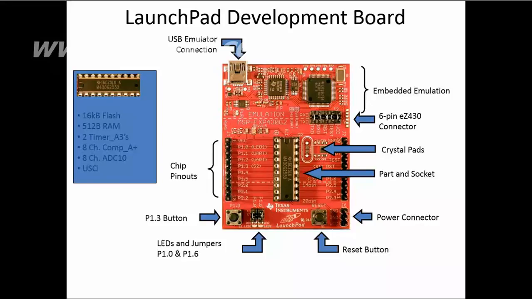So this is basically for debugging as well as the configuration of memory, timer, clock frequencies, etc. Here, as we have represented in a separate diagram, these are the main characteristics which represent this main component. That is, it has 16 KB flash memory, 512 bytes of RAM, two timers A3, 8 channel comparator A, 8 channel ADC, and USCI. So this is about one of the main components.